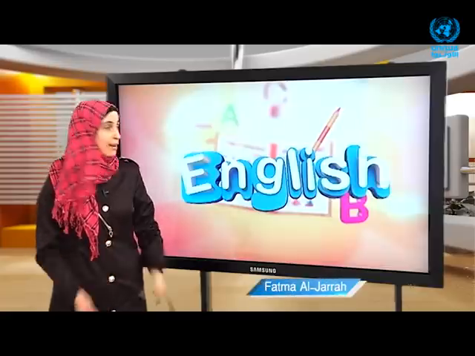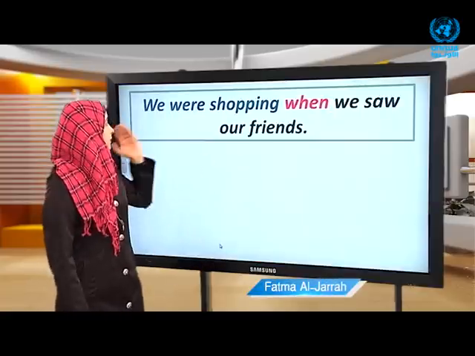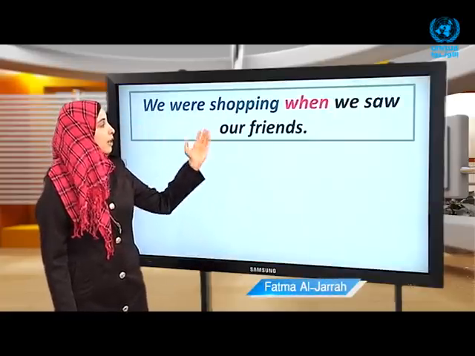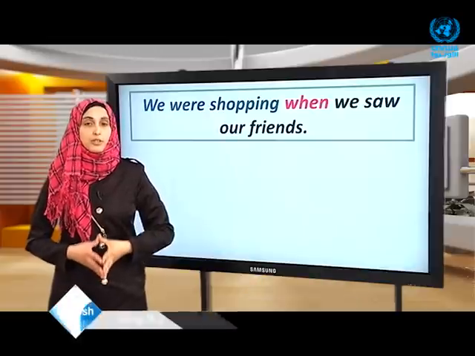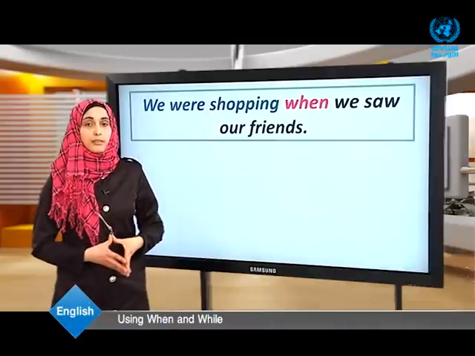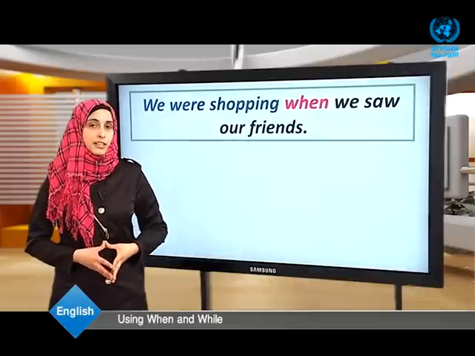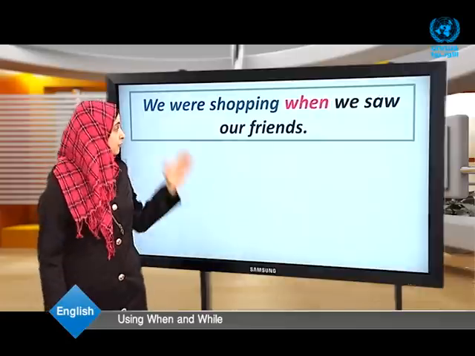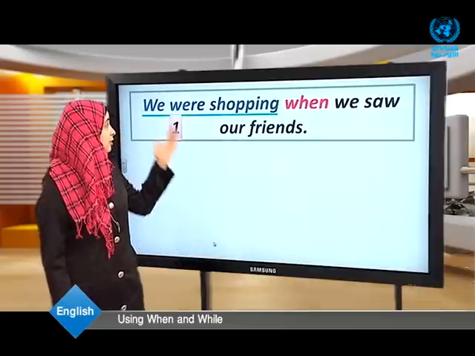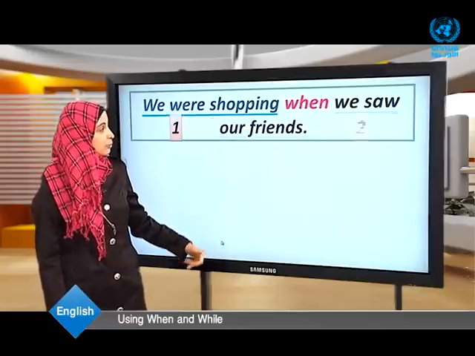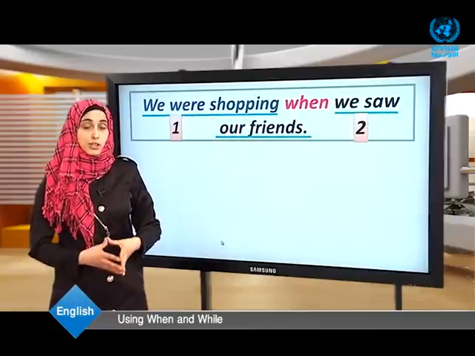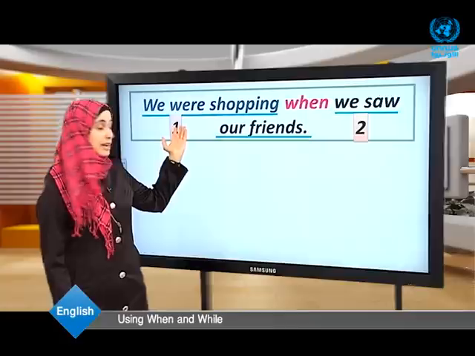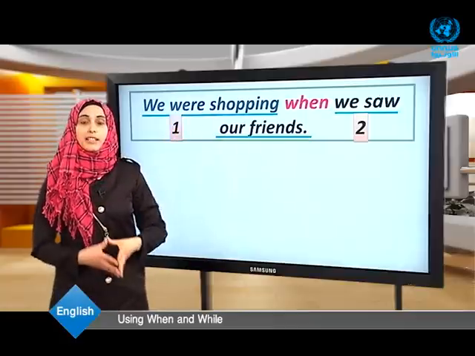Welcome back. Now look at this example. We were shopping when we saw our friends. Now I have some questions for you. How many actions do we have here? Excellent, we have two actions. The first action, we were shopping, and the second one, we saw our friends. So we have two actions, one in the past continuous and one in the past simple.